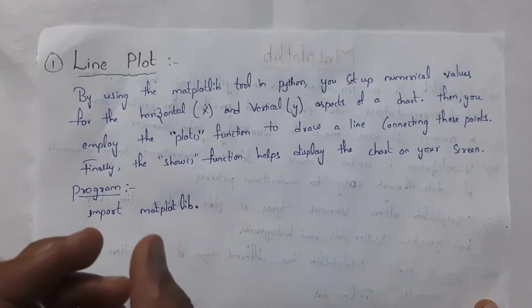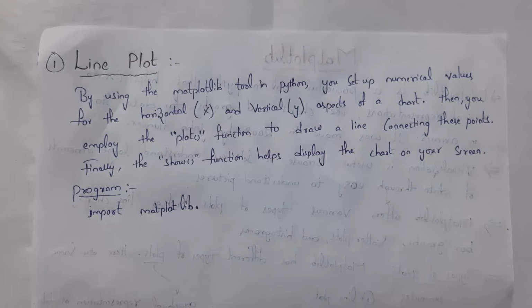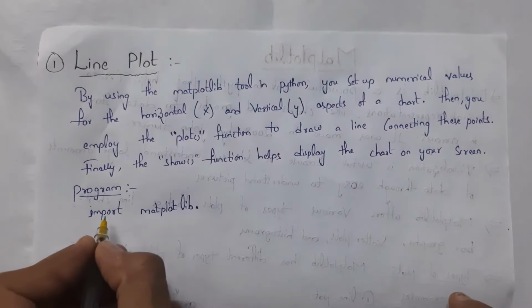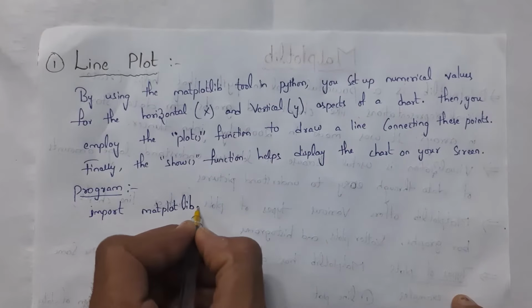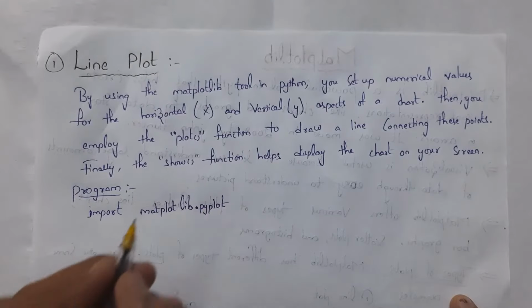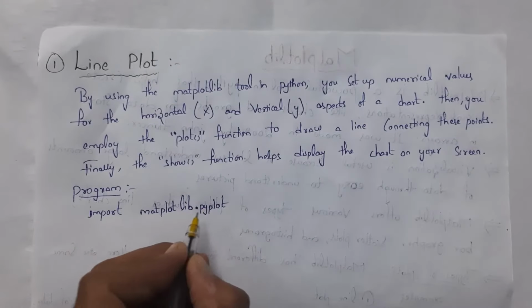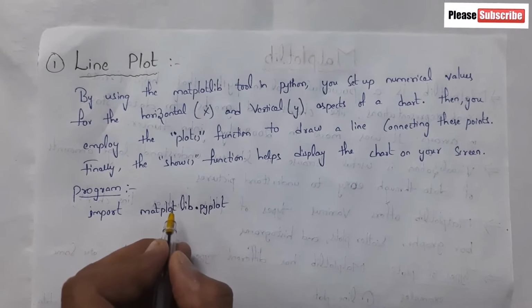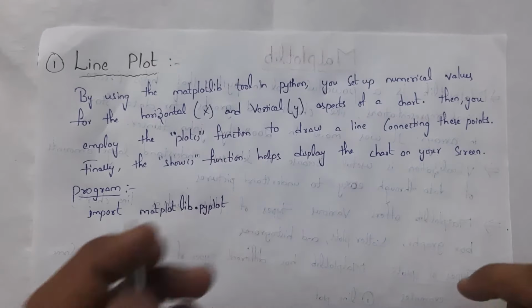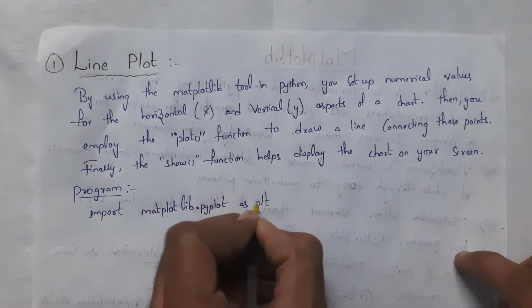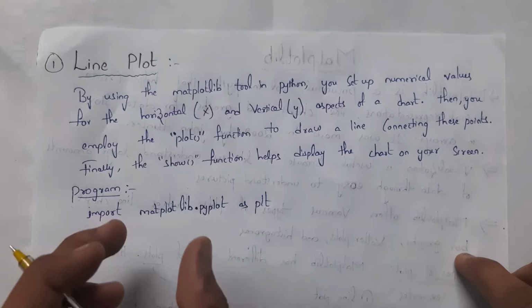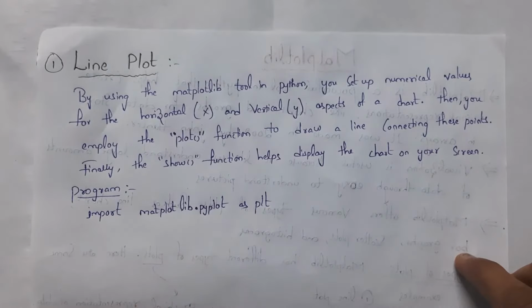Inside this Matplotlib module, there is one submodule called pyplot. You need to import pyplot. So write here import matplotlib dot pyplot, where Matplotlib is the module and pyplot is a submodule in this Matplotlib module. And I am giving a short name as plt. This is an alias name. Instead of writing the complete module name, we can write the alias name.